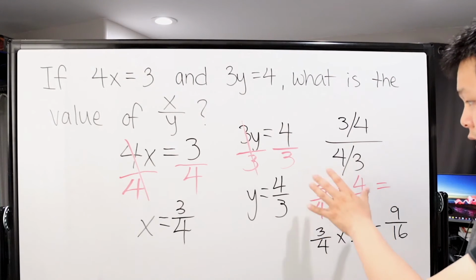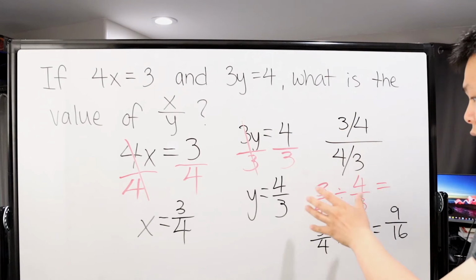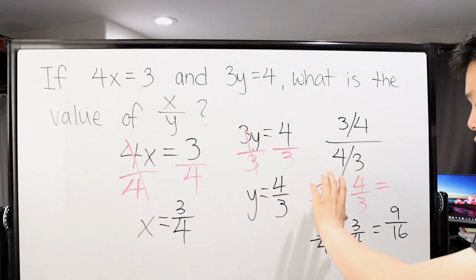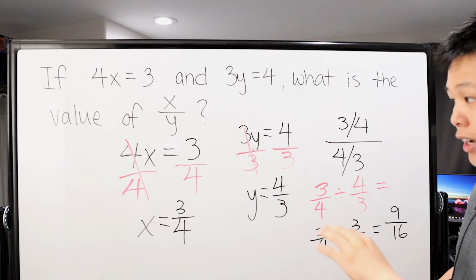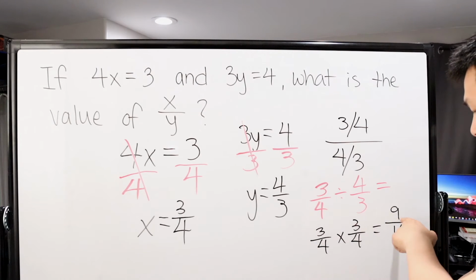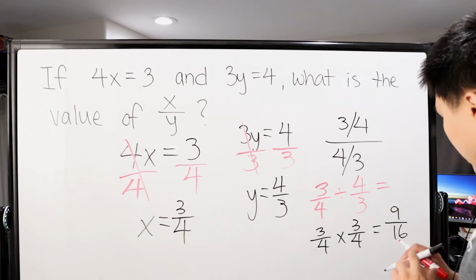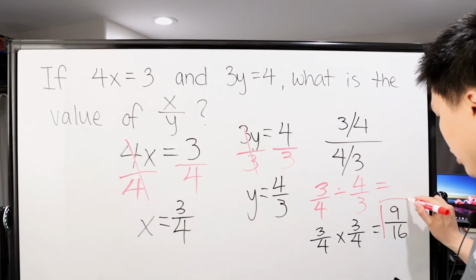So that's one of the mistakes that we could potentially make, that we end up going too fast and forget that we're dividing, so we have to flip and multiply. The other thing is that in the end we have 9 over 16. That is our answer. This is the one that we want to mark.